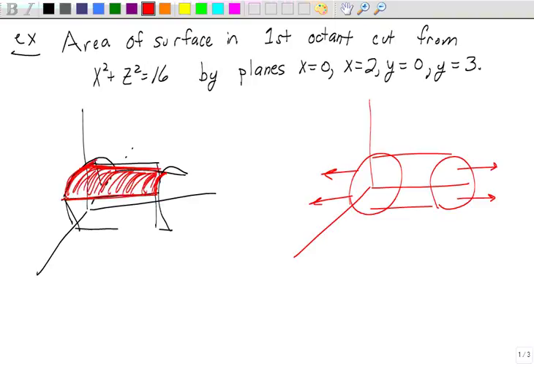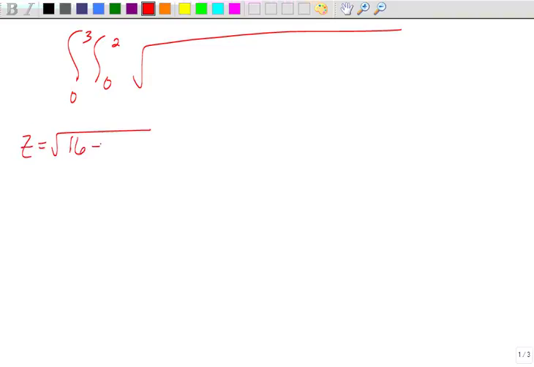Okay, to set up the integral then, we're just going to go x is 0 to 2, and y is 0 to 3, and f of x, okay, z is square root of 16 minus x squared, so f with respect to x is minus x over the square root of 16 minus x squared. f of y is 0.